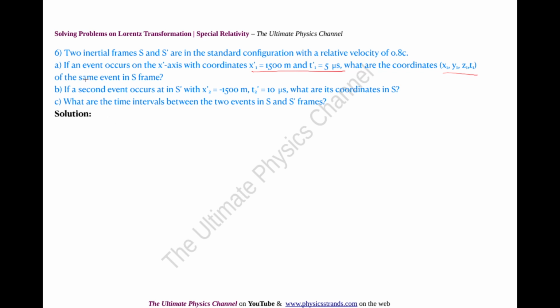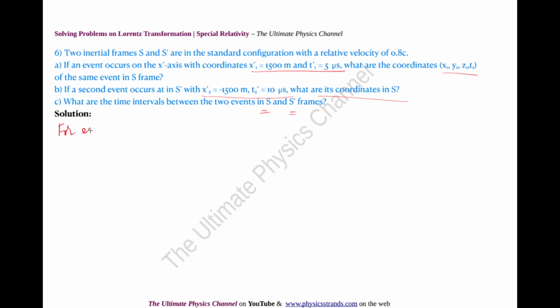This is for one event. If a second event occurs in S prime with these x prime coordinates, what are its coordinates in S? That is the reverse. So we have to use both the Lorentz transformation and the inverse Lorentz transformation in this particular problem. Now, what are the time intervals between the two events in these two frames of reference, S and S prime? That is the question here. So first let us start by doing event 1.